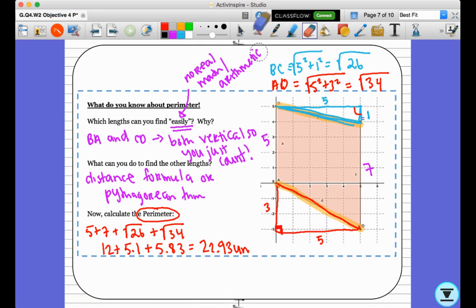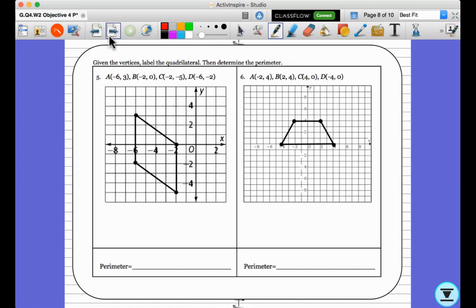Not a fan of how I wrote that, units, because it's just a length. It's a distance around the shape. You pick a point, you go directly around it, and you end up at that same point. So maybe try these, right? Maybe pause the video and try these. We did one like this in a warm-up, and we've done a few. Maybe you can do it.